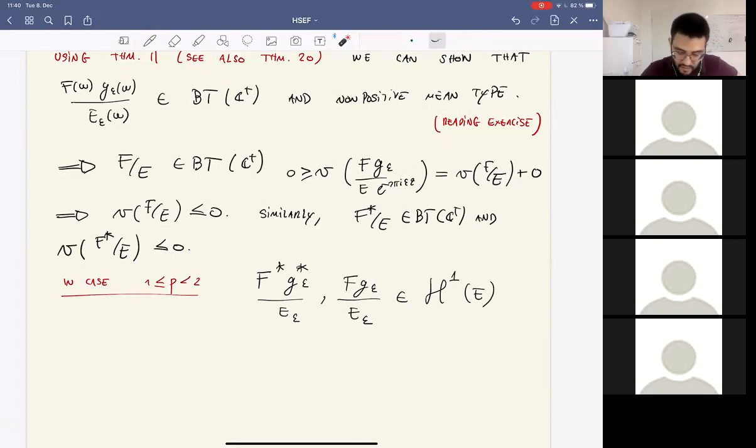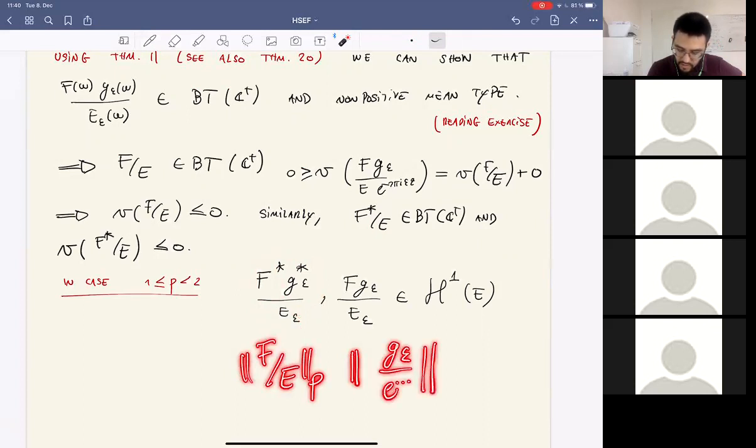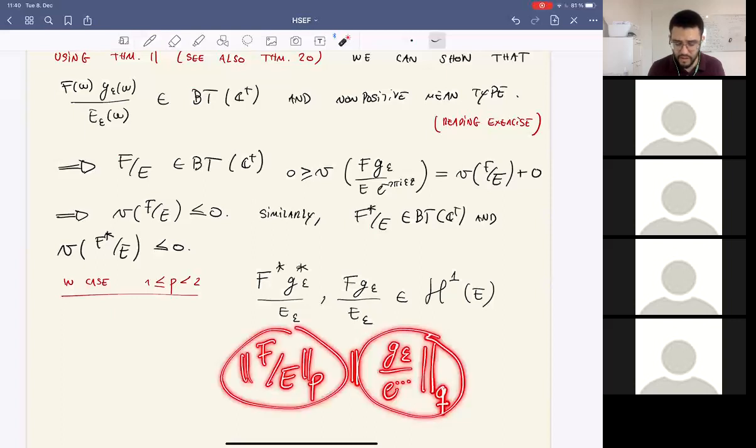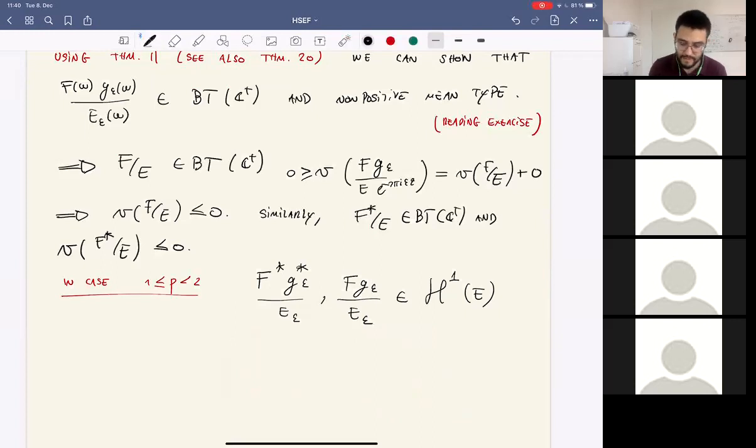Because, well, if you just integrate this bit, what I can do is just do Holder's inequality, and you will get an LP in this part, and then LQ in the other part. So it will be an LP in this, so you would do LP. And then the other bit would be g epsilon divided by the exponential. You would do LQ, okay? And this is always finite and uniformly bounded. So therefore this is LP, okay? So this would be H1.